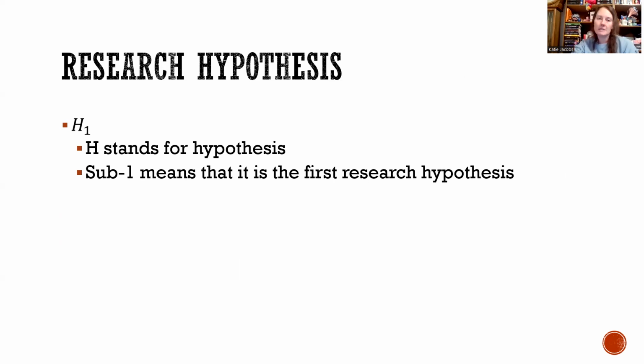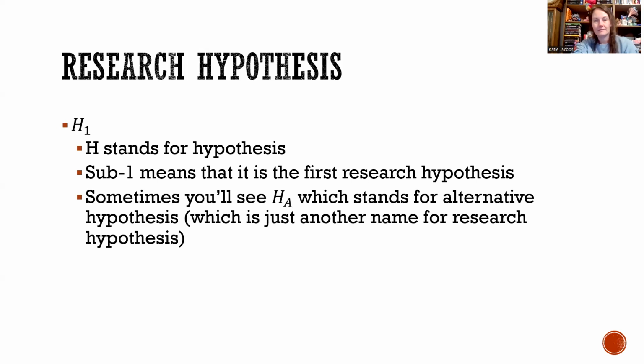For most of the analyses I'm going to teach you in this class, there'll only be one research hypothesis. However, when we get to talking about some later types of analyses that are a little bit harder, there may be more than one. Sometimes you'll see the symbol H sub A used as research hypothesis, because what that actually stands for is alternative hypothesis, but that is just another name that people use for the research hypothesis. So go ahead and put that symbol in your symbol sheet too. So H sub A means alternative hypothesis.